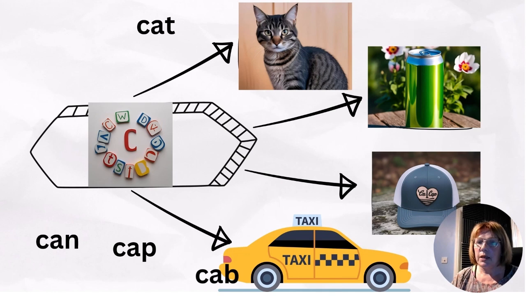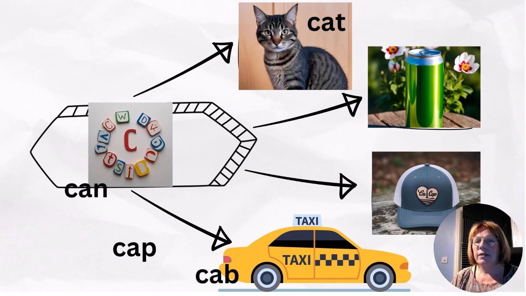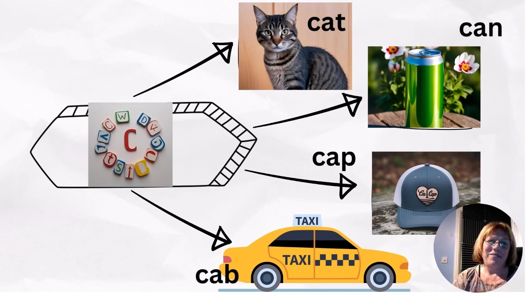And you might be tempted to say car, but it looks like a car, but the word doesn't look like the word car. It ends in a B, cab. And what about is an easy one? Cat. K-A-T, cat. And can. K-A-N, can. Concentrating on that end sound. And finally, cap. K-A-P, cap. Well done.